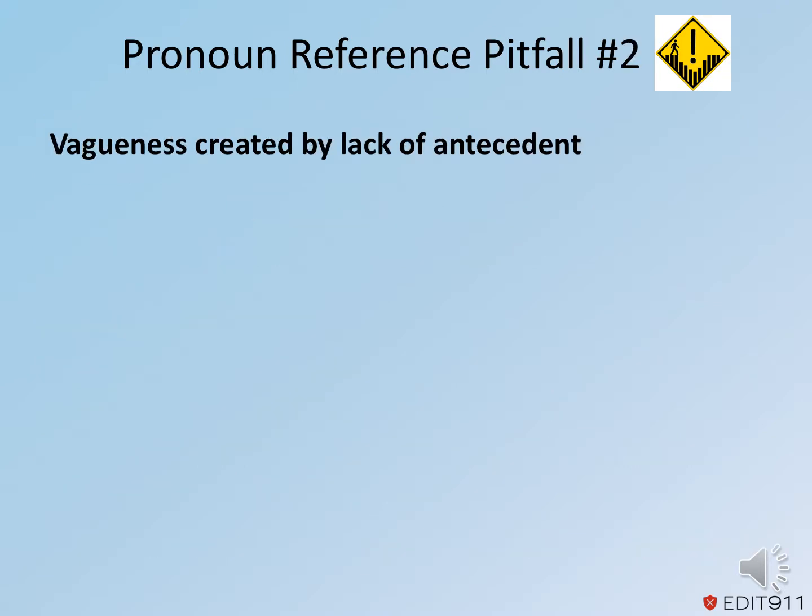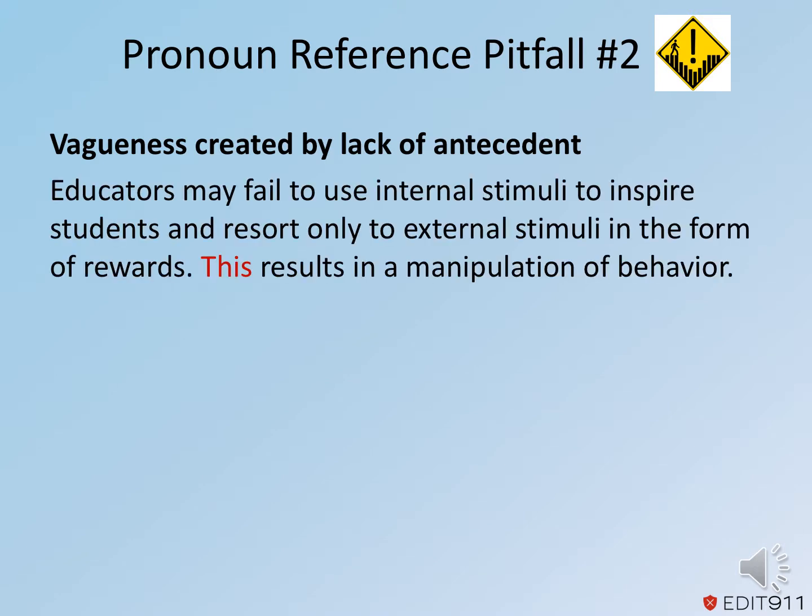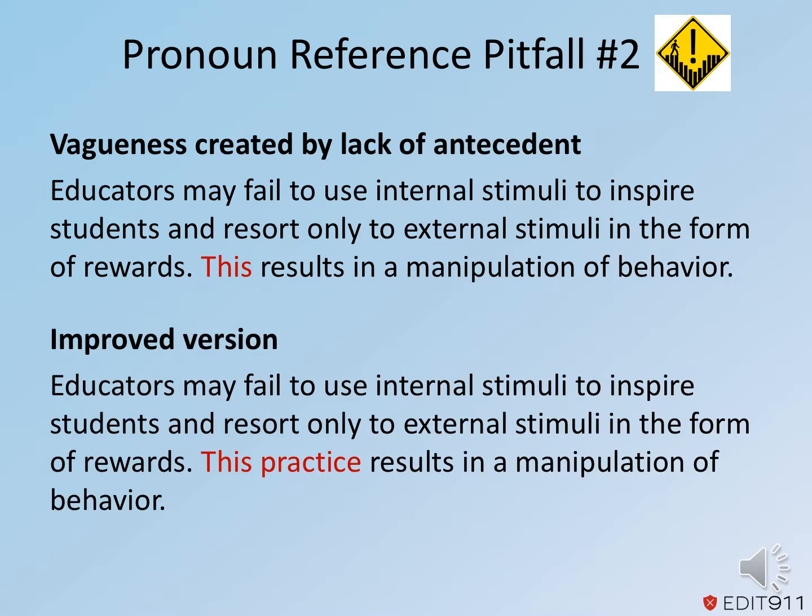The second pitfall is vagueness created by the lack of antecedent. In this example, the pronoun "this" is used to refer to the content of the entire previous sentence rather than any clear antecedent, which is fine for informal writing, but not for dissertations, also because the previous text could be quite long and cause readers to lose track of what "this" refers to. In the improved version, the noun "practice" has been inserted after "this," which makes the connection to the previous sentence much clearer.